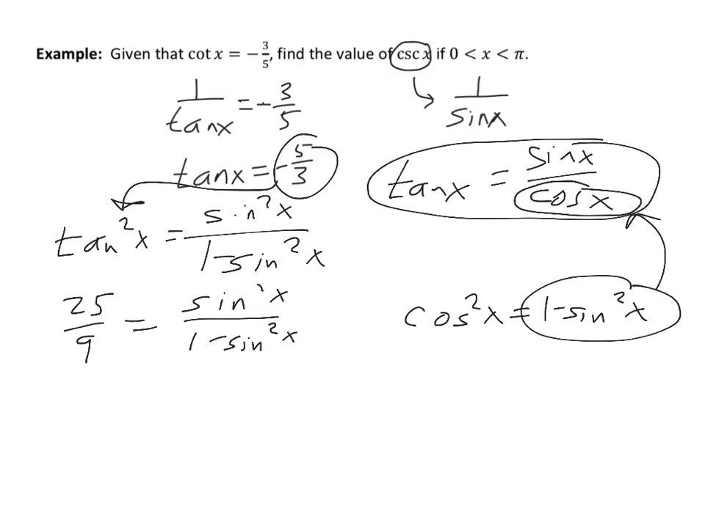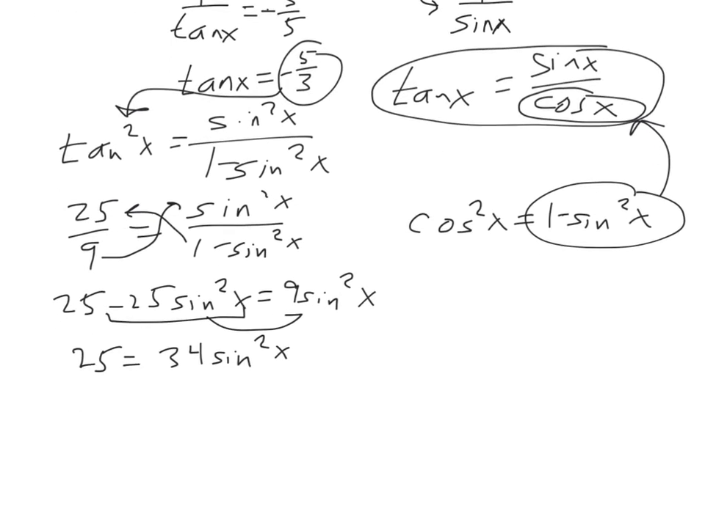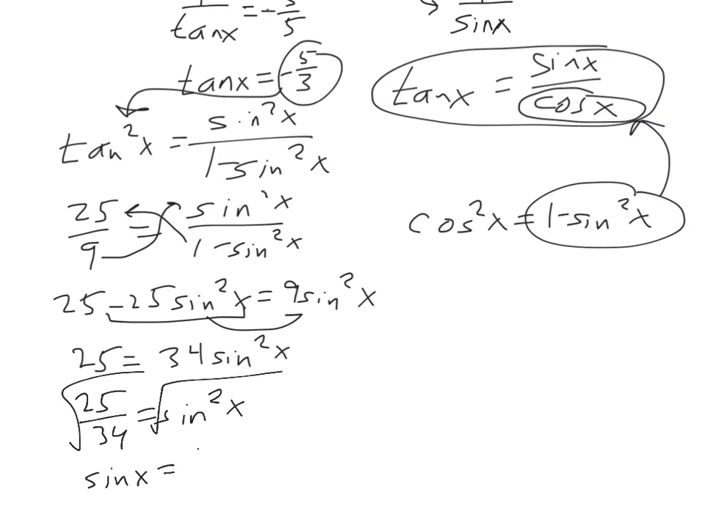In this case, I'm going to cross multiply here. I'm going to move the denominator up with a 25, move this 9 up here. This gets me 25 minus 25 sine squared x equals 9 sine squared x. Then I'm going to take this negative 25 sine squared x and move it over. 25 equals 34 sine squared x. From there, if I divide the 34 over, 25 over 34 equals sine squared x. Square rooting both sides gets me this idea that the sine of x is plus or minus 5 over root 34.